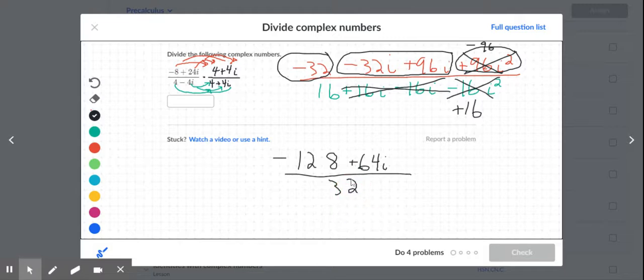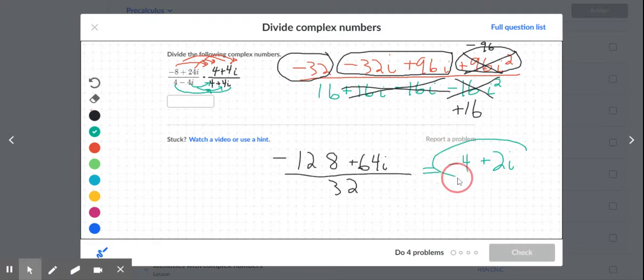Right, which is our goal in the beginning, so that we can simplify this and just end up with a real number on the bottom. That way we're not left with another complex number over another complex number. From here, we can typically reduce. Not always, but in this case we can. So we're going to divide each one of these numbers here by 32. So 128 over 32, well, that's 4, and it's negative 4. And 64 over 32 is 2.